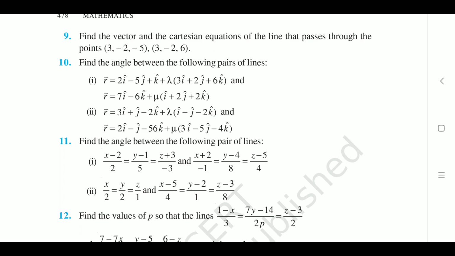Next, you have to find out the vector and the Cartesian equation of a line that passes through this point and this point. Again, a very simple question. You can also do it, you have the 2 points.